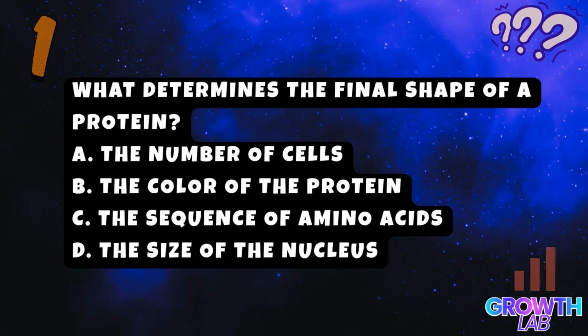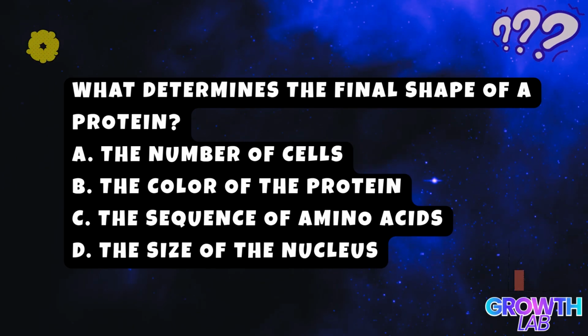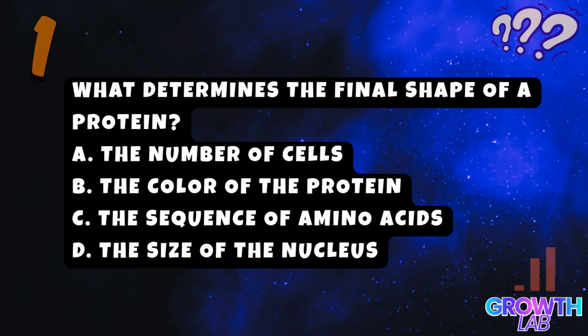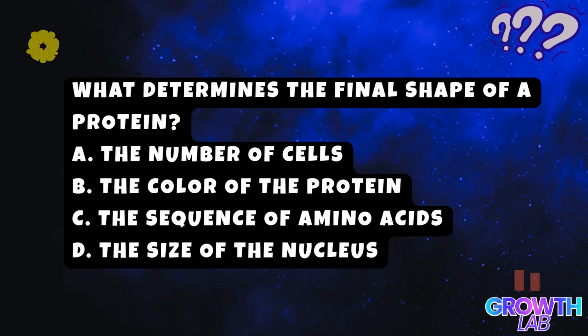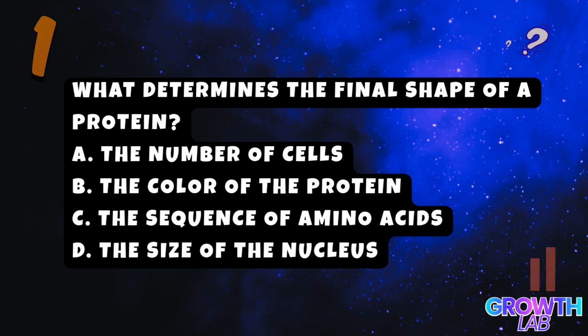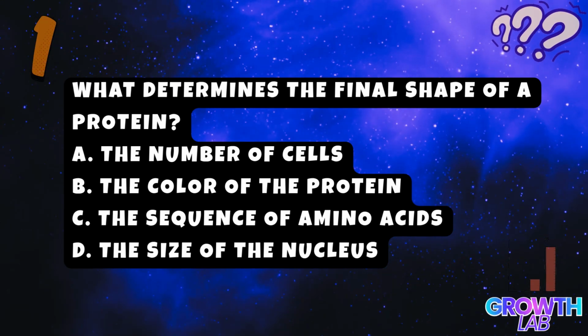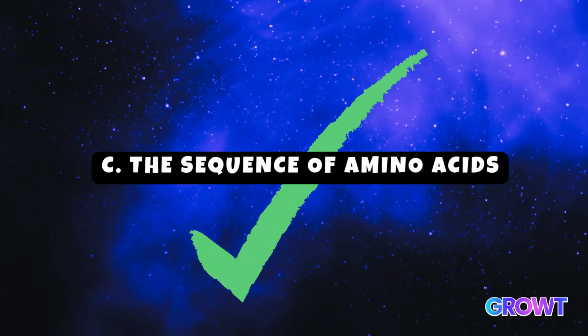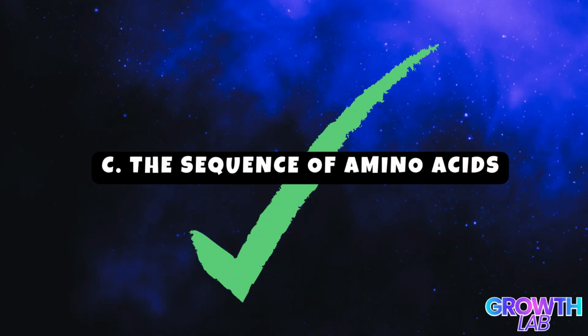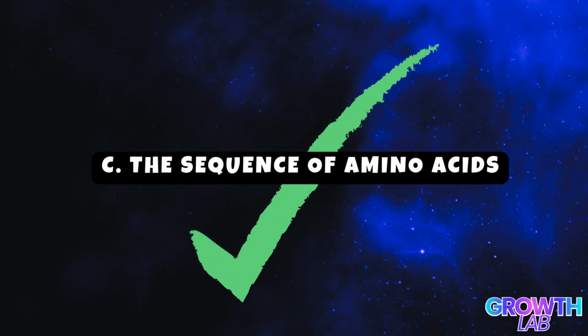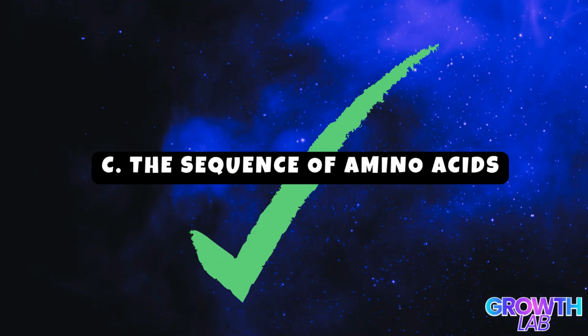Question 1. What determines the final shape of a protein? Answer options are: Option A, the number of cells. Option B, the color of the protein. Option C, the sequence of amino acids. Option D, the size of the nucleus. Correct option is option C, the sequence of amino acids, because sequence determines how the chain folds.